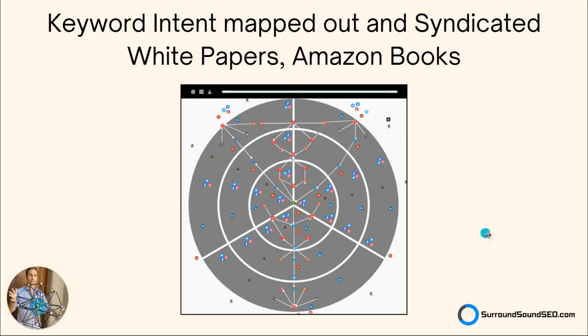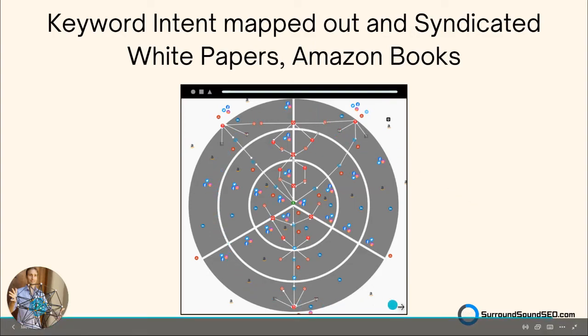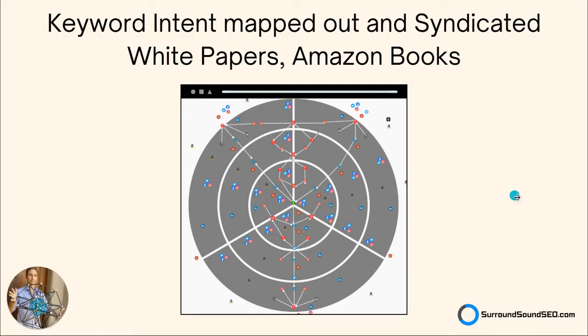Then we can use things like white papers, Amazon books, which really belong more in the top of the funnel because generally speaking, they're general content ideas. We can break those down into chunks and then we can execute various types of articles with content from those books and white papers.